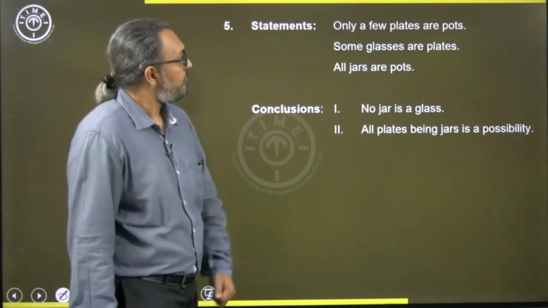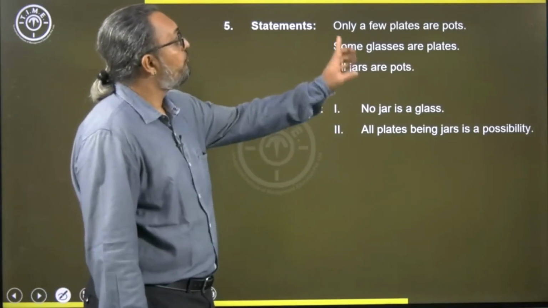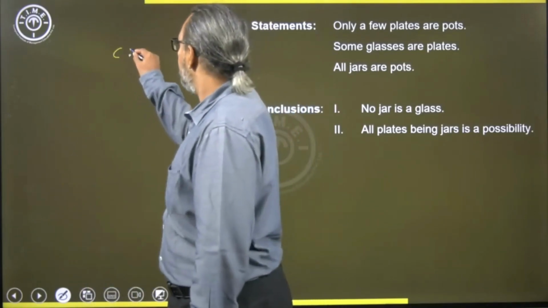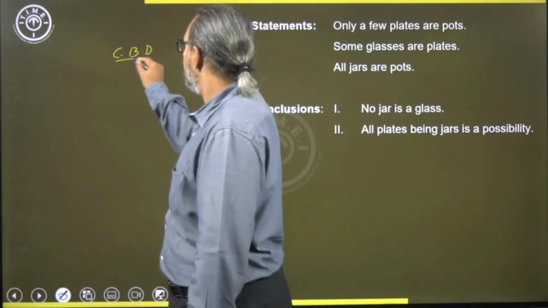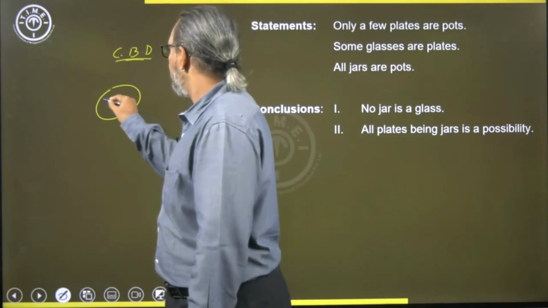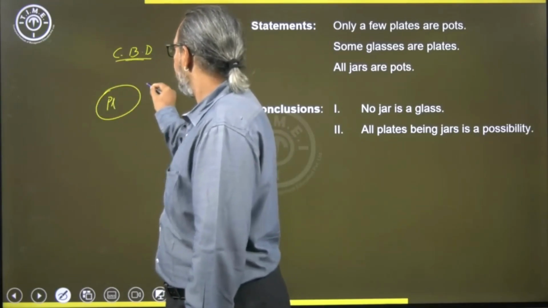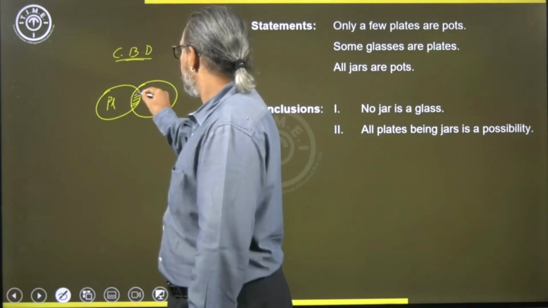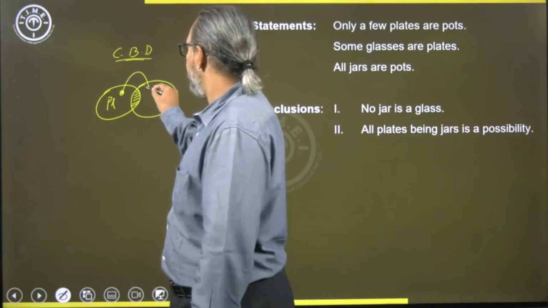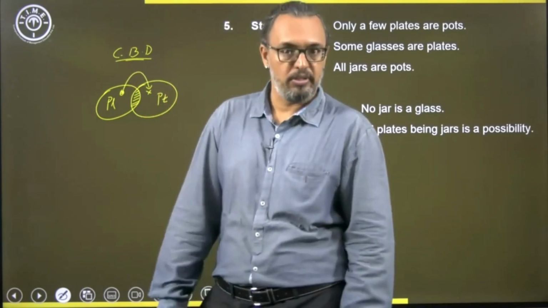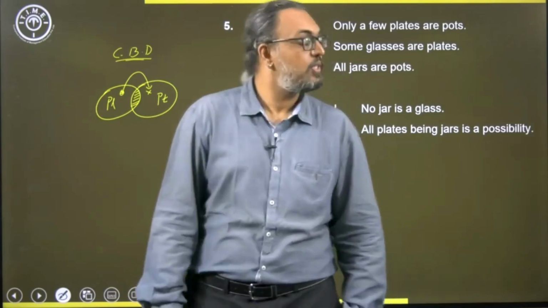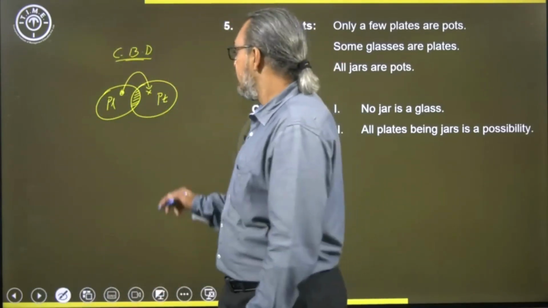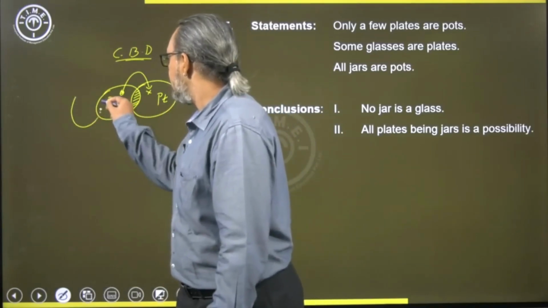Right. Now here we have only a few plates are pots. Okay. So let's take that, a combined basic diagram. Only a few plates are pots. So that means there should be some plates that should never be inside pots. Only a few plates are pots. Then some glasses are plates. Okay. Some glasses are plates like this.